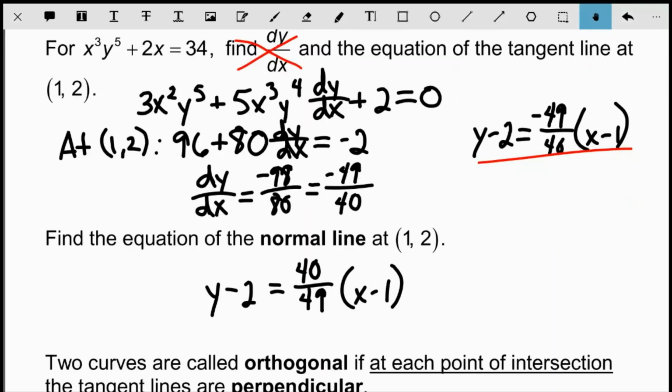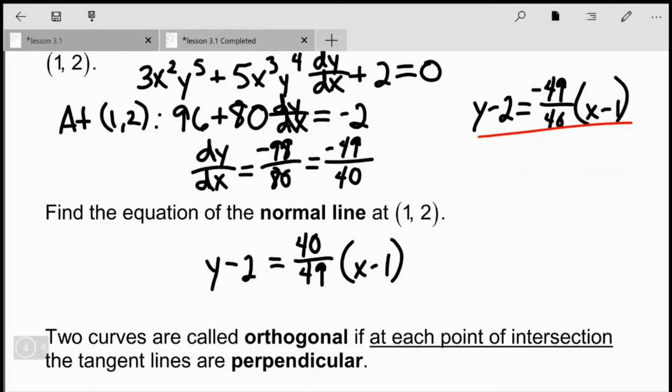All right, so for the second part of this, we've got the equation of the normal line, and that's really simple. We've done enough of those at this point. To get the equation of the normal line, it's the same point. All we have to do is take the negative reciprocal of the slope. All right, and then I've just got one more thing here that I wanted to show you.